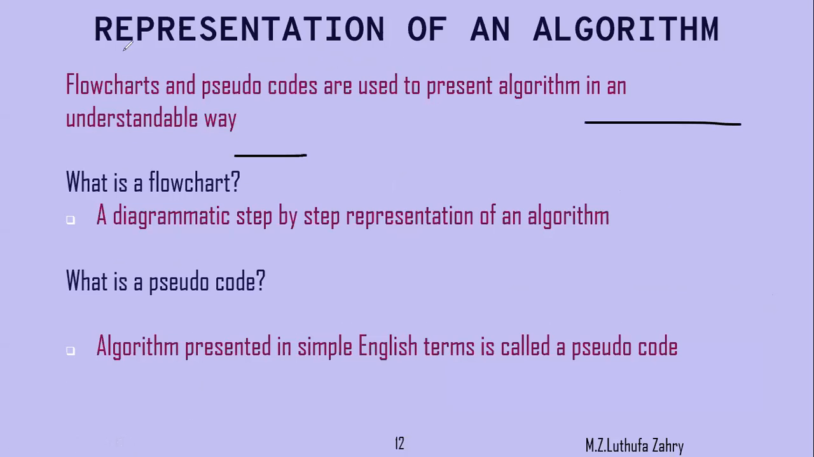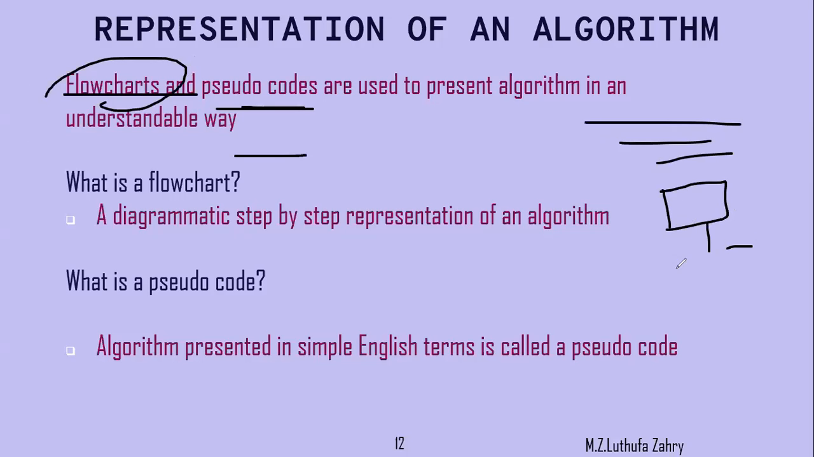And then we learned representations of an algorithm, how to represent an algorithm in an understandable way. Flow charts and pseudocodes are used to present an algorithm easily. Normally an algorithm will have so many words in it, which might seem hard to understand, but flow charts and pseudocodes are a way to make you understand it easily. Flow charts have shapes; the diagrammatic one is the flow chart.